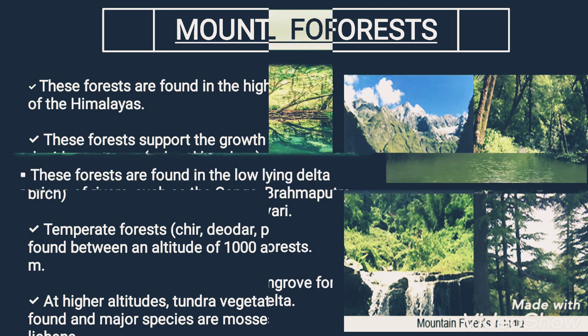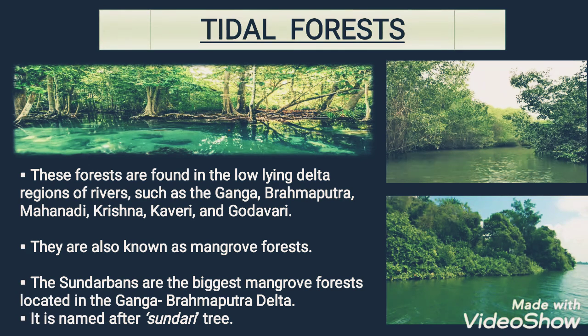Okay, and next we have the tidal forest. Yes, these forests are found in the low-lying delta regions of rivers such as the Ganga, Brahmaputra, Mahanadi, Krishna, Kaveri and Godavari. Now these forests are also known as mangrove forests. When we talk about the tidal forest, the first thing that comes to our mind in India is the Sundarbans. Yes, the Sundarbans are the biggest mangrove forest located in the Ganga Brahmaputra delta. And the Sundarbans is named after the Sundri tree.